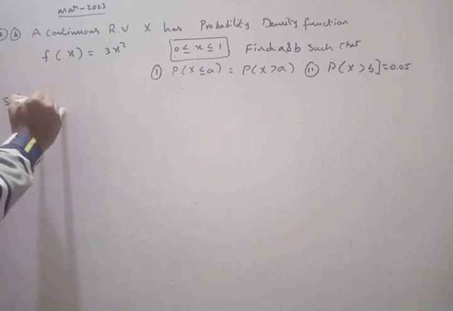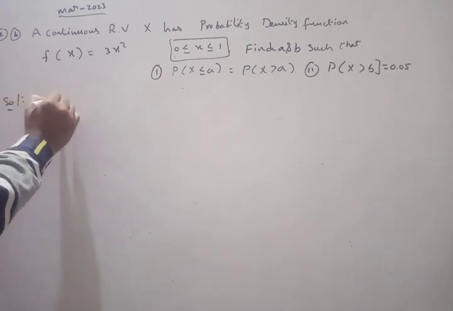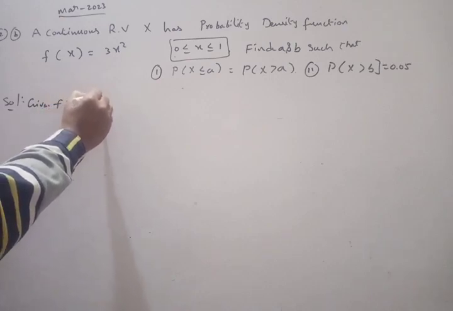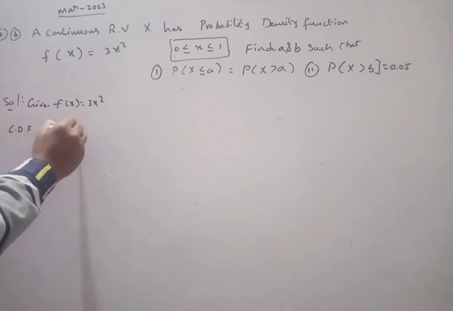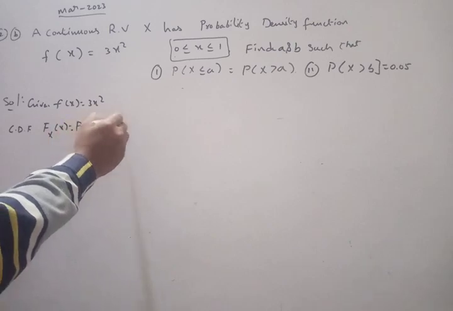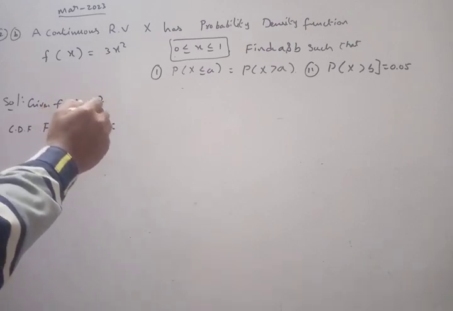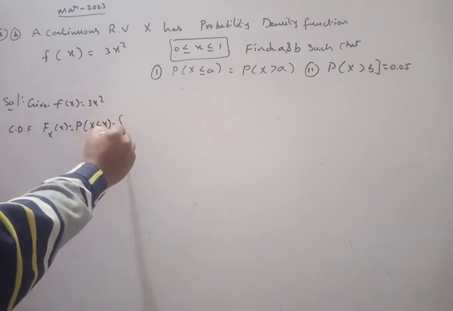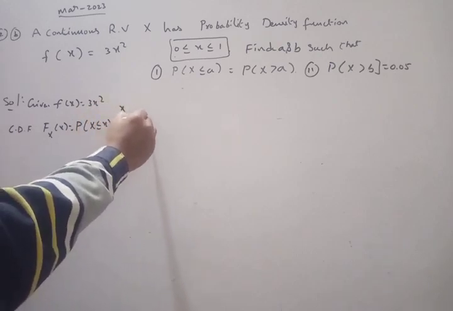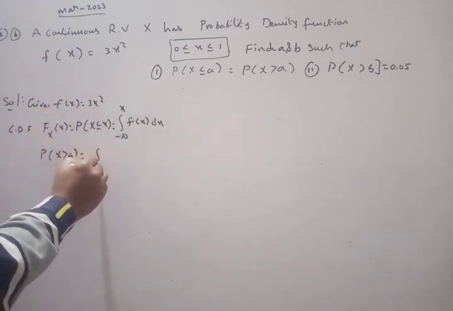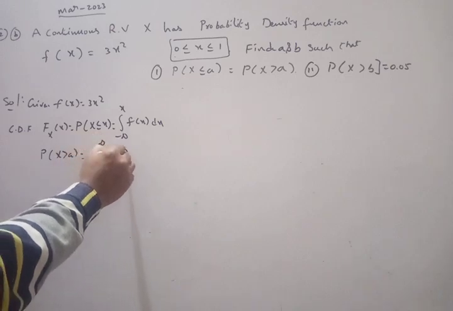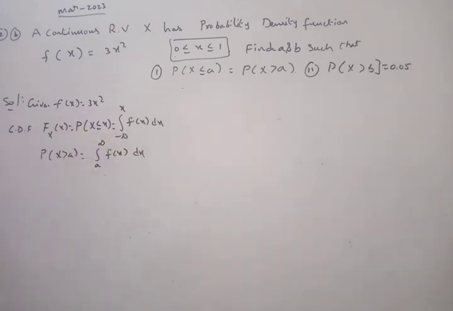Now see here. First of all, given f of x is equal to 3x square. Correct? This is a probability density function. Now from the cumulative distribution function, what do we have? F capital X of x is equal to p of x less than or equal to x, that is equal to the integral from minus infinity to x of f of x dx. So if x is greater than a, what do we get here? The integral from a to infinity of f of x dx.